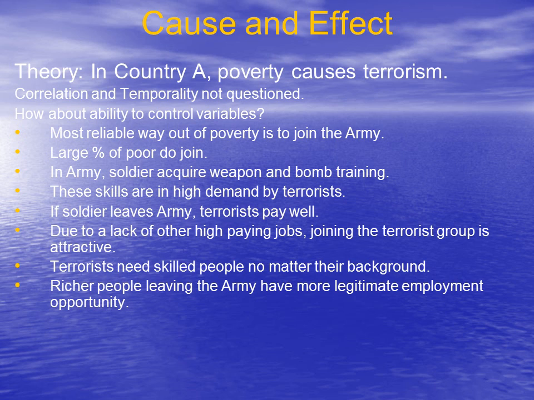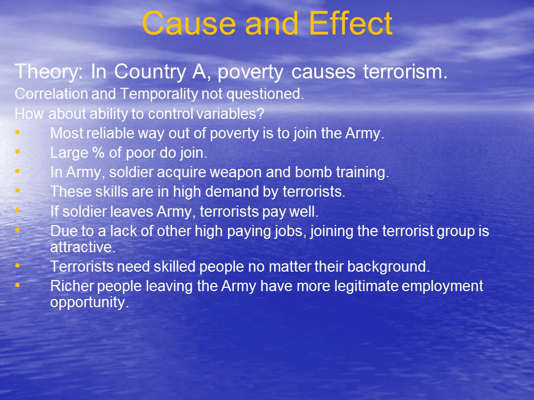In theory, in country A, poverty causes terrorism. The correlation and temporality is not questioned. How about the ability to control variables? Well, the most reliable way out of poverty is to join the Army. And a large percentage of the poor do join. While in the Army, they acquire weapons and bomb training. These skills are in high demand by terrorists. If the soldier leaves the Army, terrorists pay well. So due to a lack of other high-paying jobs, joining the terrorist group is attractive.